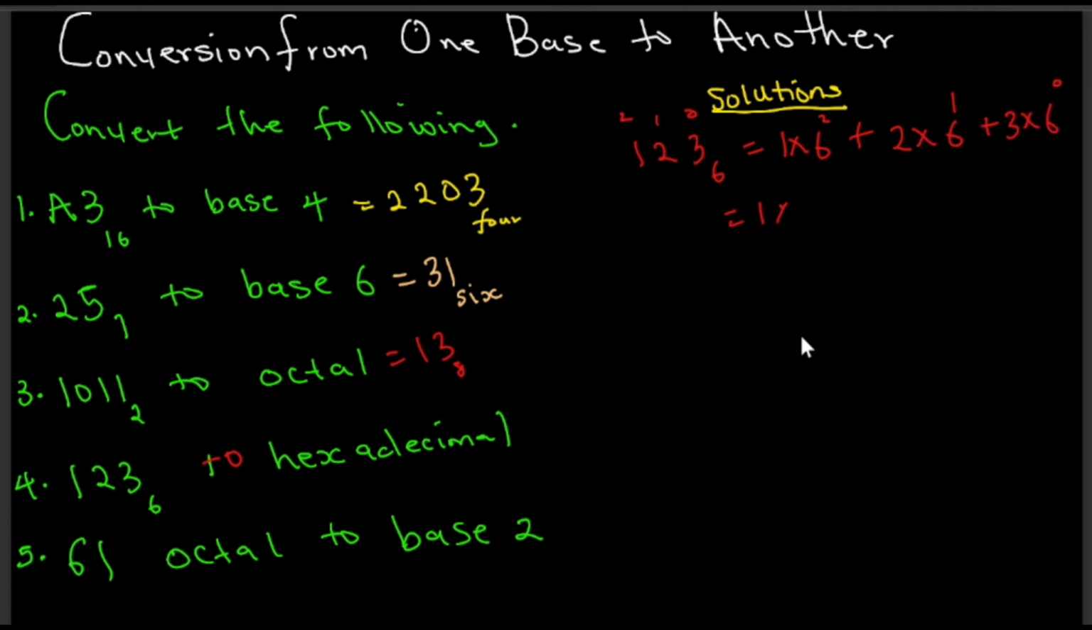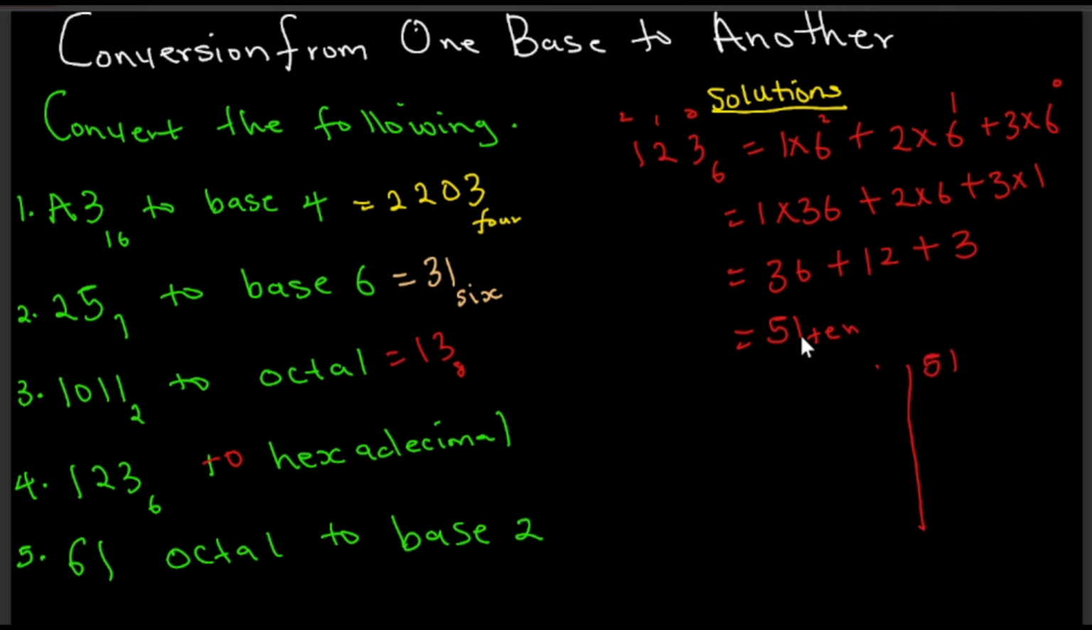And this is 1 times 36 plus 2 times 6 plus 3 times 1. So this is 36 plus 12 plus 3. Alright, and when we add them together, we have 51 base 10. Our next agenda is to convert this 51 base 10 to hexadecimal. Hexadecimal is base 16, right? So we divide by 16.